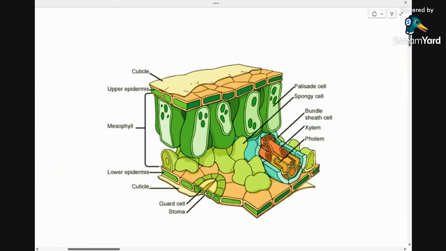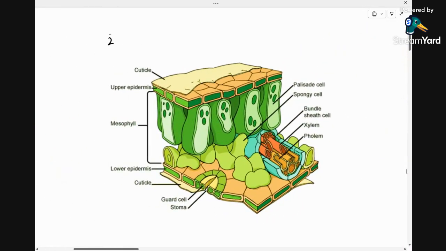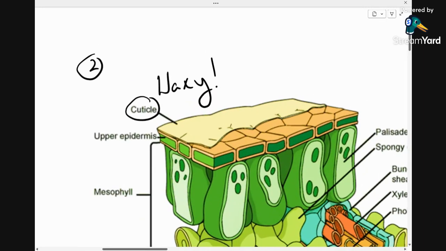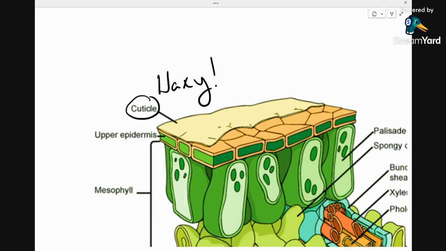The other function of lipids, so a second function here, is involved in the waxy cuticle. So this is a waxy layer on the upside of the leaf. This is the structure of a typical leaf. And it's a waxy waterproof layer. So what this means is that we use lipids a lot of the time for waterproofing.